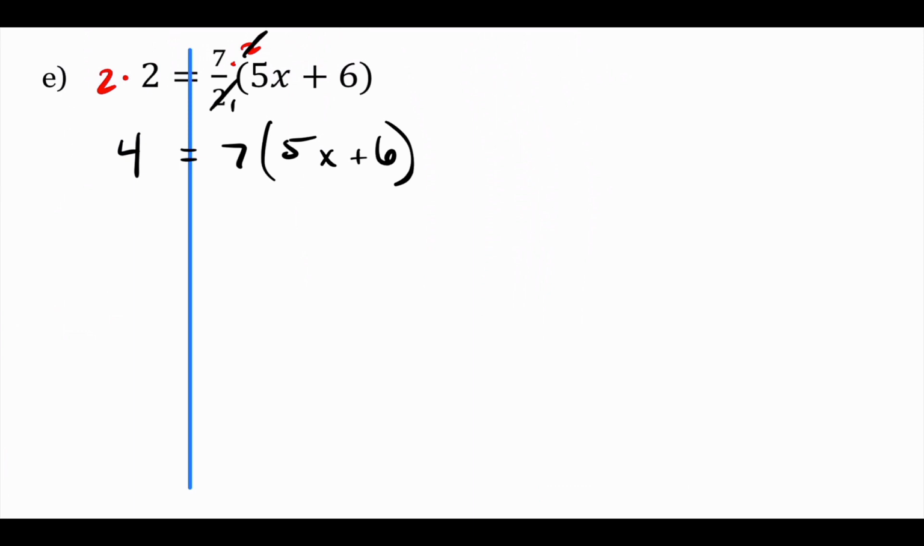Okay, you can do that when the fraction is multiplying or dividing by everything. Now, a more simple problem, right? So distributive property. We got 35x plus 42. Subtract 42.